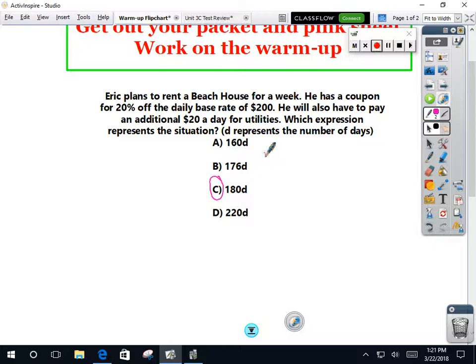How much do you have to pay a day just to rent the beach house? $200. How much do you have to pay a day for the utilities? $20. Okay, but it is not $220 per day because what else do they talk about in this problem? 20% off. So you need to figure out what 20% is of 200. So multiply it by 0.20 and tell me what you get.